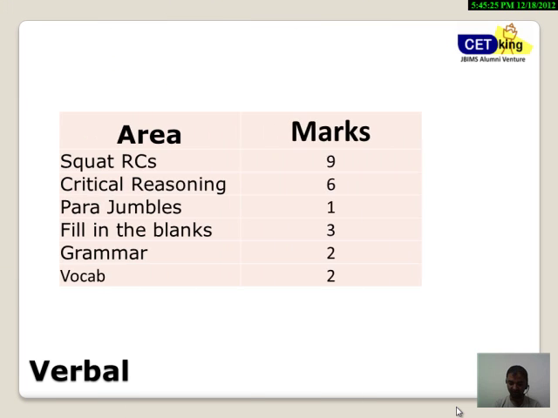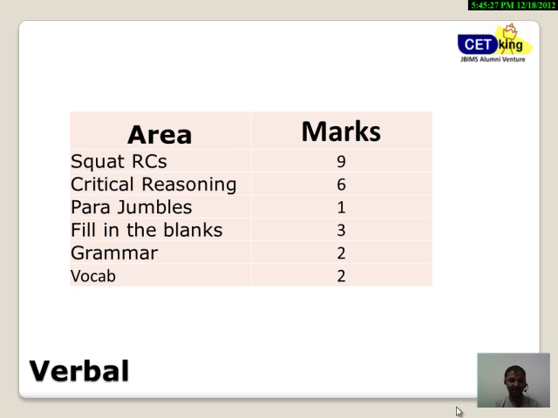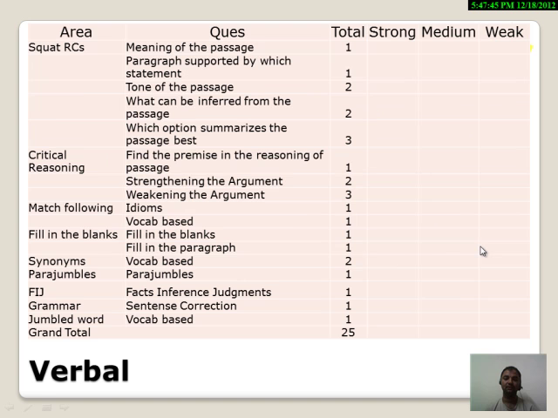Alright. The biggest problem in the verbal section is again for the people who prepare for CAT. 9 and 6, 15 marks of the paper is the part which most people have not seen. Squat RCs. First of all, there's no regular RC in CMAT. They are all small squat RCs, which are short RCs. Fine. Critical reasoning 6 questions. So these are the two most important things. Parajumble 1. So around 16 questions out of 25 are based on your reading. That's the biggest problem of CMAT.